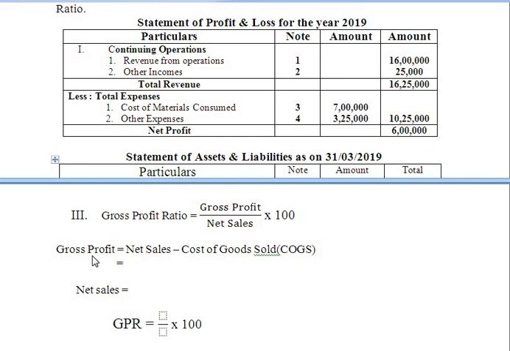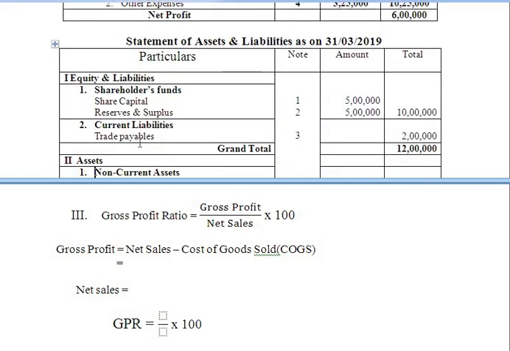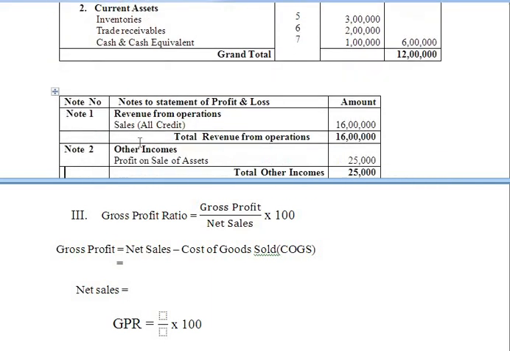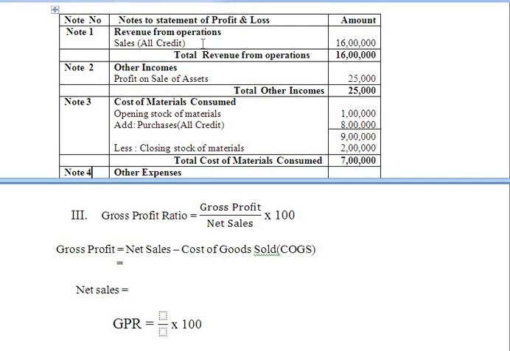And how gross profit can be calculated? Gross profit is equal to net sales minus cost of goods sold, that is cost of materials. So net sales how much? Check in notes to profit and loss. Here, revenue from operations, that is sales. How much is sales? 16 lakh, and they have not given sales returns, so we assume that whatever sales is given, that is only the net sales. So next line write 16 lakhs.